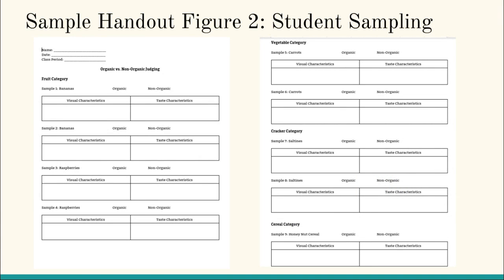This is a sample of what I use. You see visual characteristics, taste characteristics, and then they have to circle whether sample 1 or 2 is organic or non-organic. There is one of each, so they do know that when they go in.